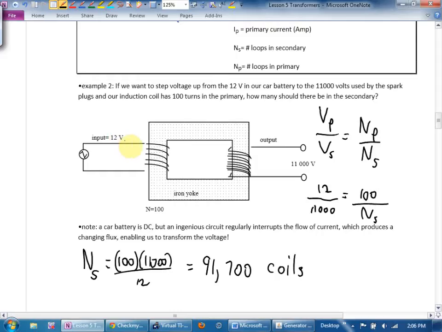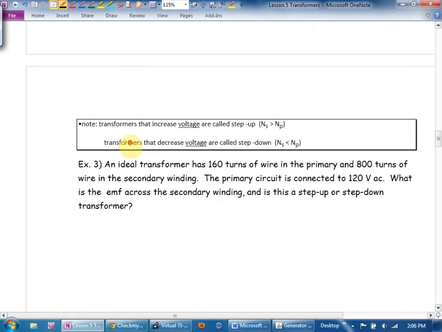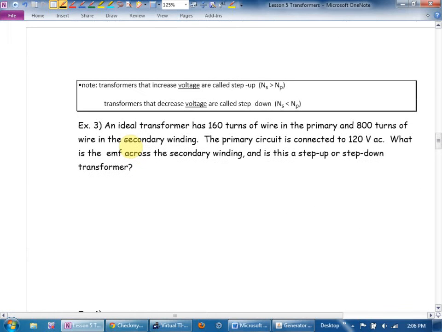Little note, terminology. Transformers that increase voltage are called step-up transformers. Transformers that decrease voltage are called step-down. Most of the big barrels that lead to your house are step-down because your house can't handle 20,000 volts.